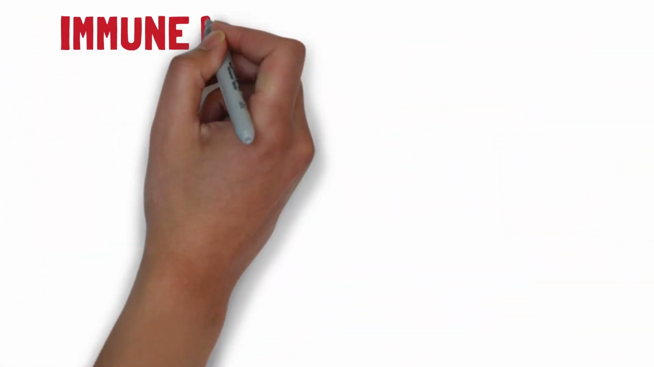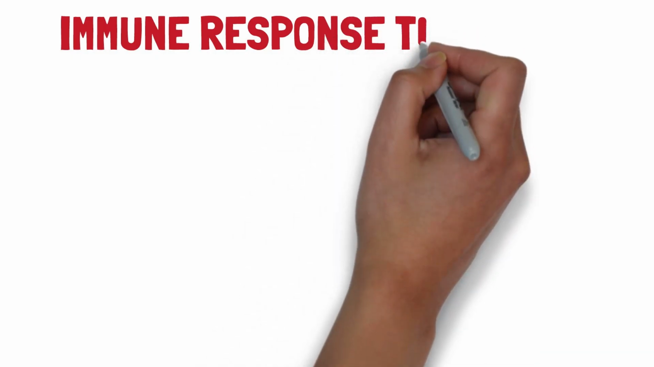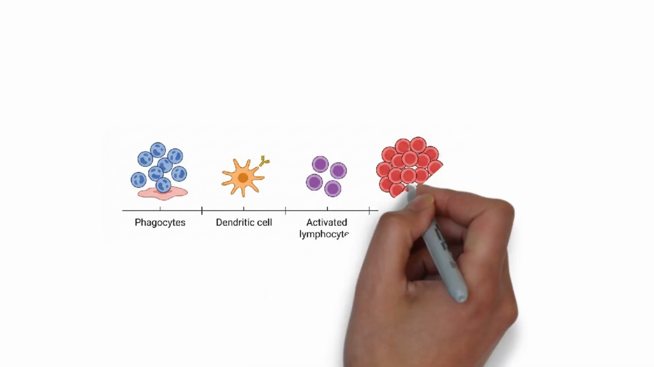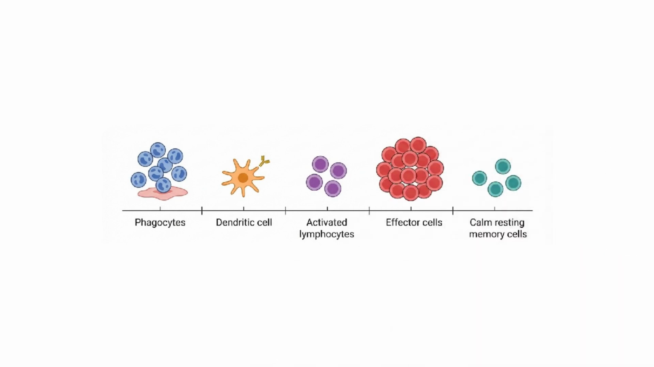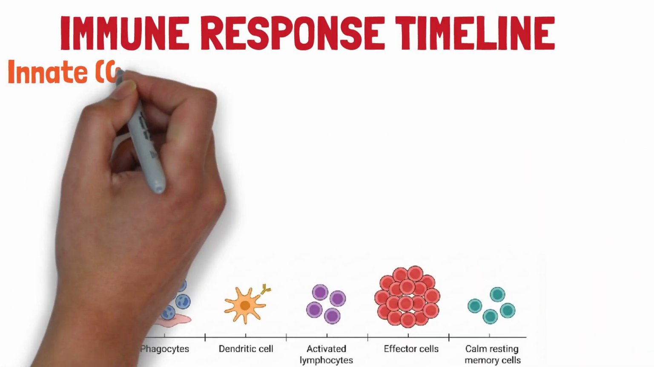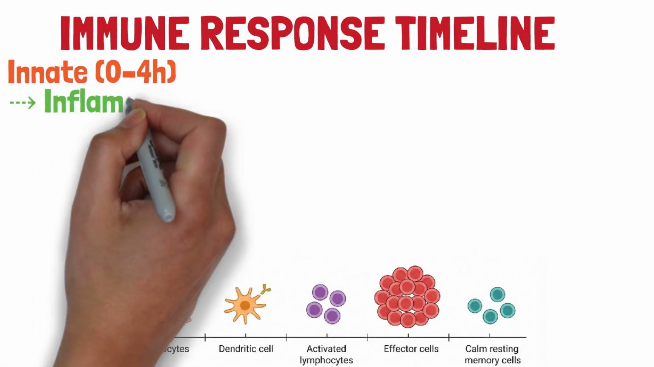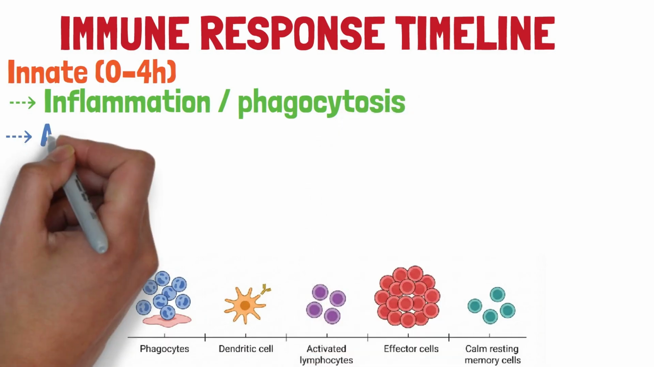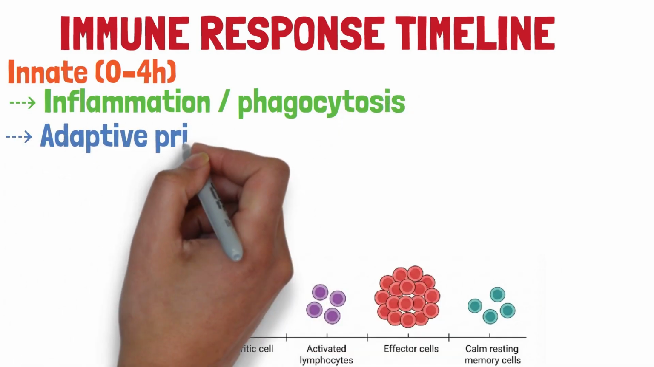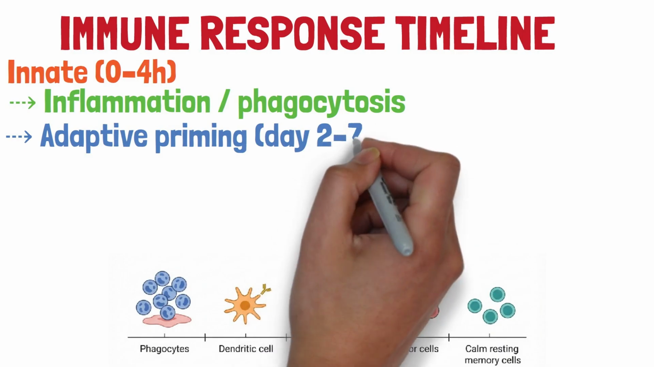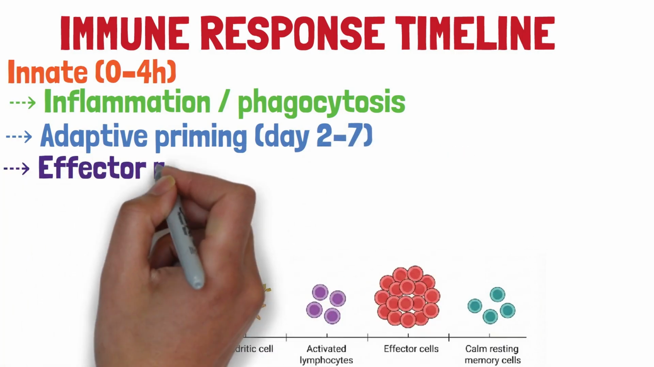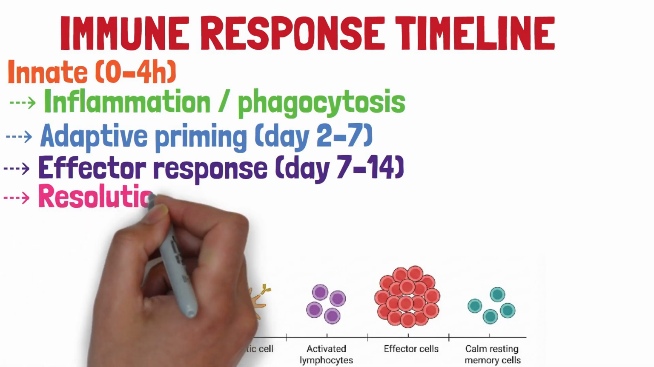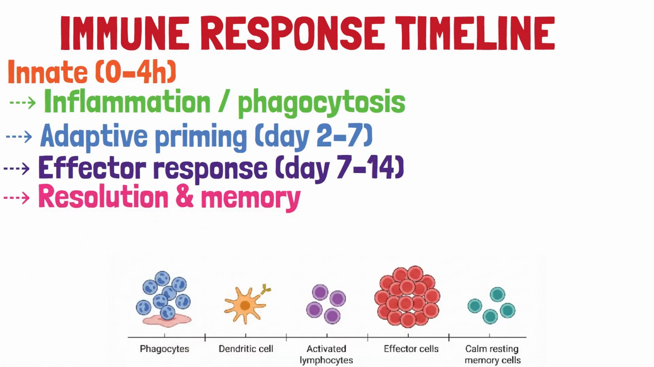Next, we need to look at how all of this unfolds over the actual course of an infection, because timing is exactly how examiners test whether you understand innate versus adaptive. It starts with the innate response in the first 0 to 4 hours, driving inflammation and phagocytosis. Then, from around day 2 to day 7, adaptive priming begins. From day 7 to day 14, you get the full adaptive effector response, and after that, resolution and memory formation.